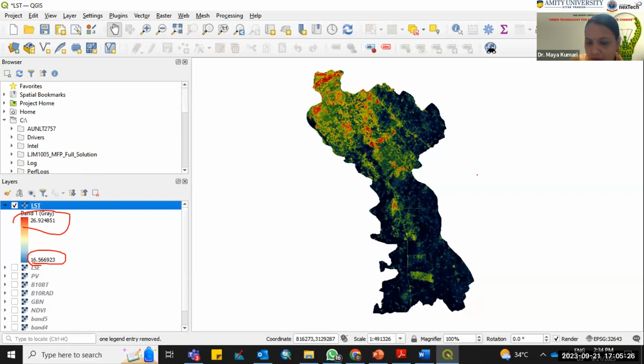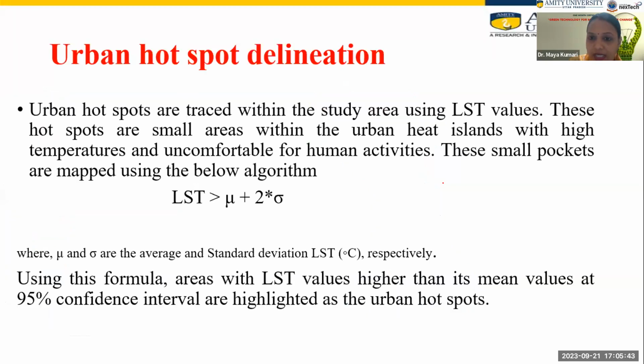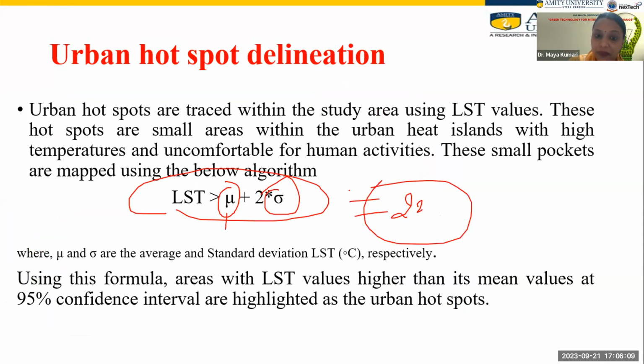And this is the way through which we generally calculate LST. Then once the LST is calculated, we can identify the areas which have urban hotspots, or you can say the areas which are part of the urban heat island. So urban hotspot delineation can be done with the help of this particular formula, where we need to know the mean and the standard deviation of LST. We take the mean plus twice the standard deviation, and whatever value we get is going to divide the whole area into urban heat island areas and non-urban heat island areas.